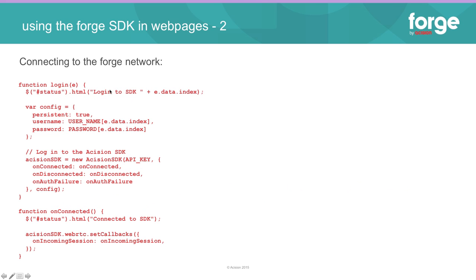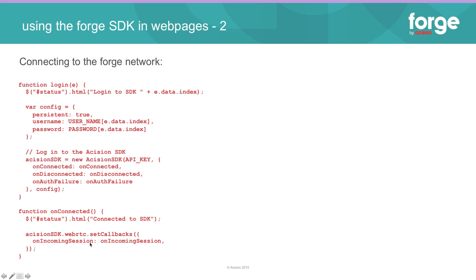Right, so this is the equivalent of what we've already done in Android and iOS. It just connects to the Forge network. So it's kind of equivalent APIs, but in JavaScript, as opposed to Objective-C or Java. So you basically set your username and password. Again, I've hard-coded them. There's 2 in this app because you can connect as 2 different users. Then you call this to create the SDK connection.